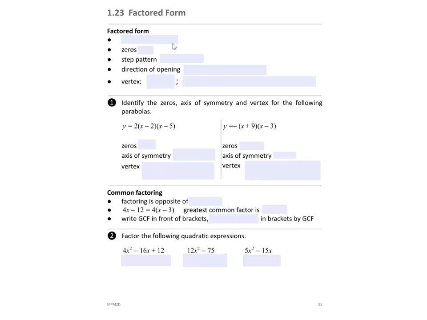Okay, so factored form is going to look a little something like this. Y equals A. That A value is the same as in vertex form. It'll stretch or compress or reflect it across the x-axis.